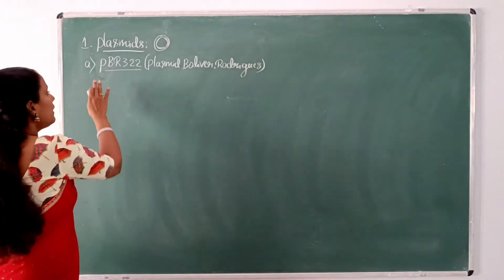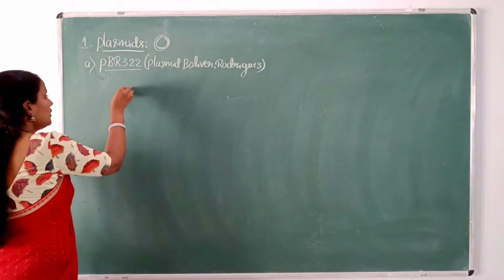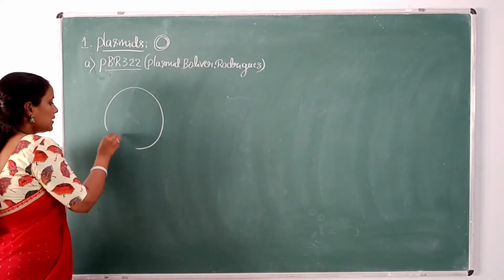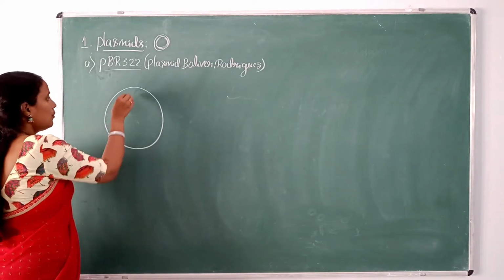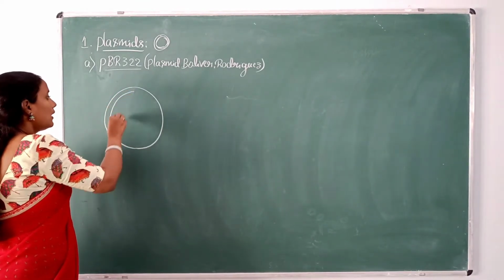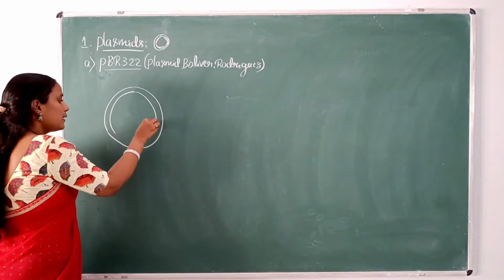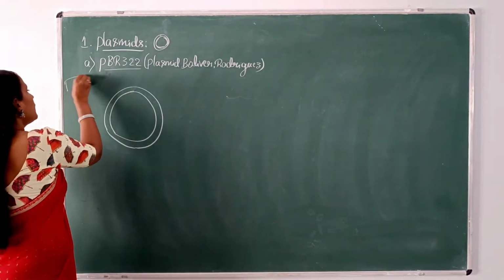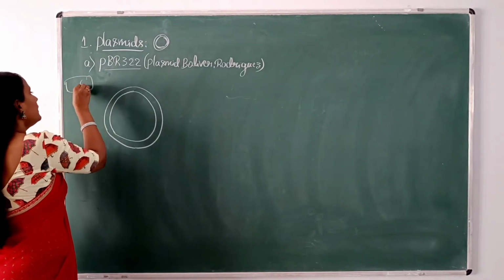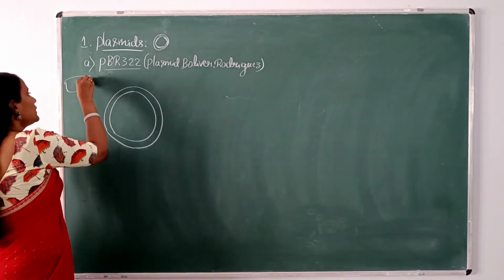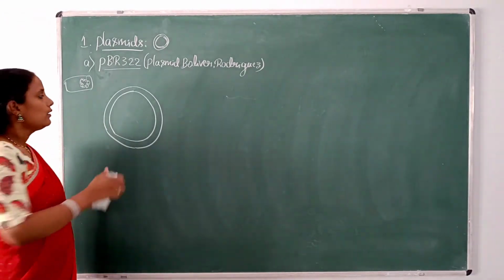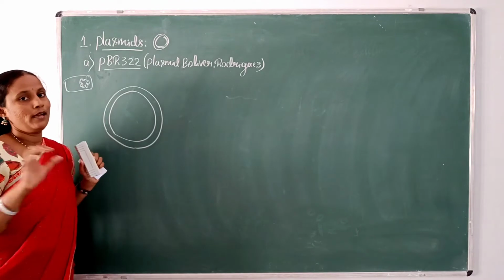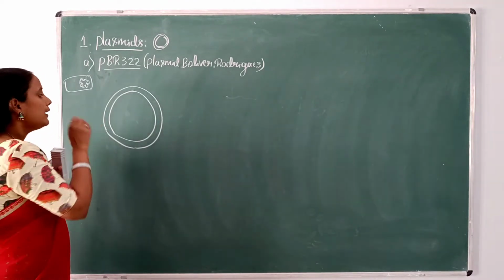And this pBR322 structure will be like this. As we know, plasmids are all circular double-stranded DNA molecules, and for diagrammatic representation we will write like this, but naturally when they are found in a bacterial cell they will be like this. So just have an imagination. They will not be in this form; it is just a diagrammatic representation.